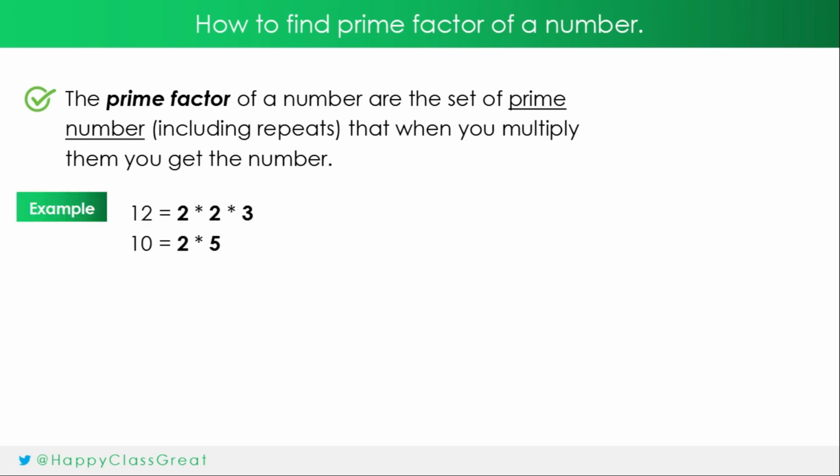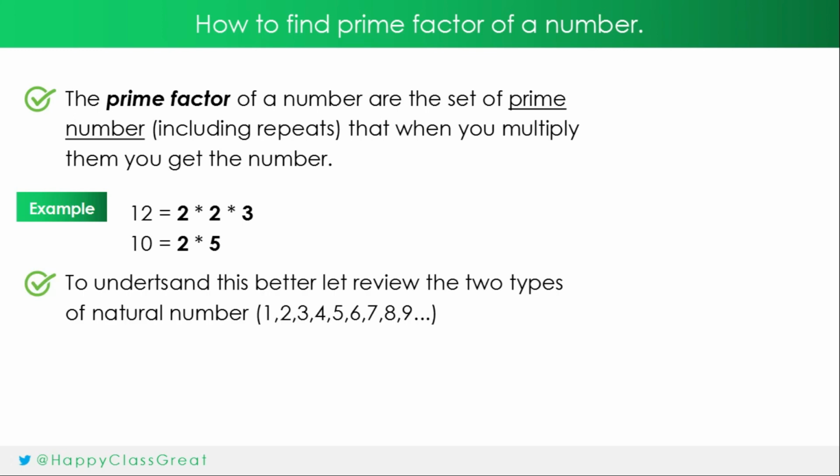For example, we have 12. The prime factors of 12 are 2 times 2 times 3. That means 2 times 2 is 4, and 4 times 3 is 12. You can see that we have a prime number that repeats: we have 2 two times there. If you multiply 2 times 2, you get 4, and 4 times 3, you get 12. The same thing with 10: we have 2 times 5, which equals 10.